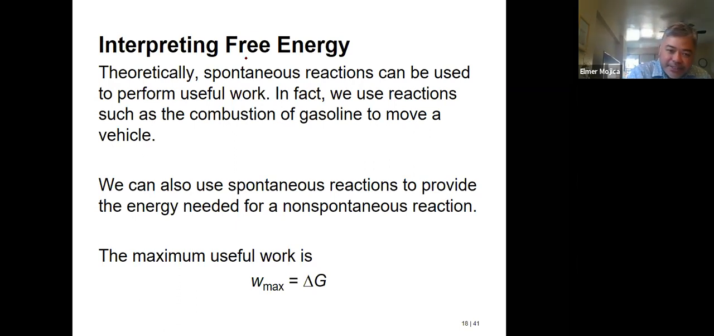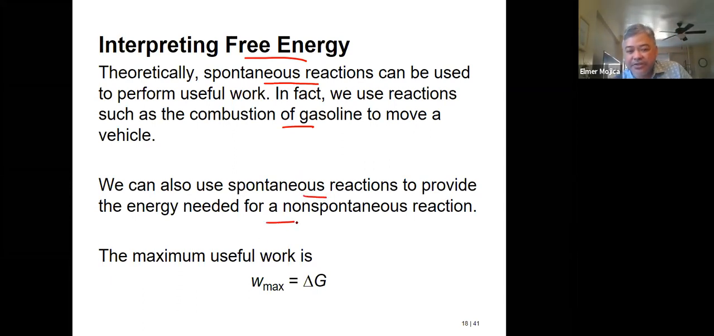So how do we interpret this free energy? In a spontaneous reaction, we can use it to perform useful work. How does the battery happen? There's a reaction that happens spontaneously and it produces energy. We can also use reactions such as how cars work, the combustion of gasoline to move a vehicle. Combustion is a spontaneous process. Now, we can also use a spontaneous reaction to provide the energy for a non-spontaneous reaction.